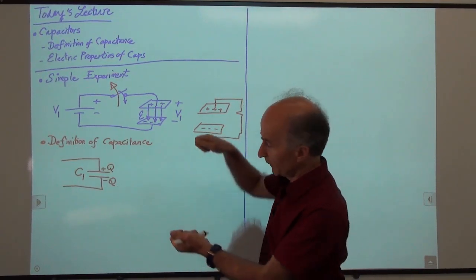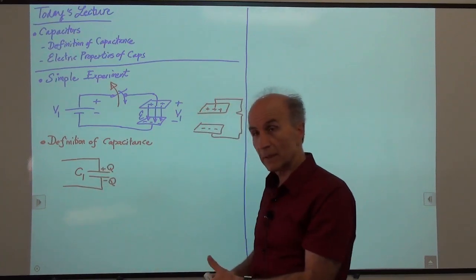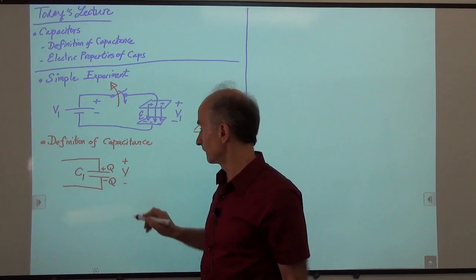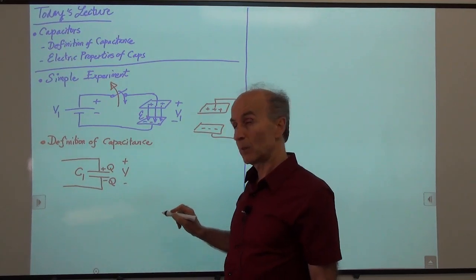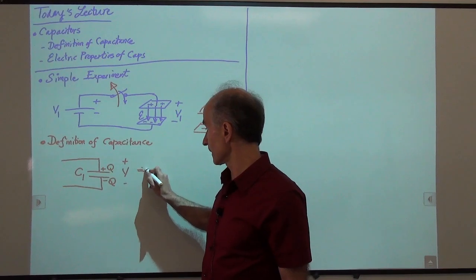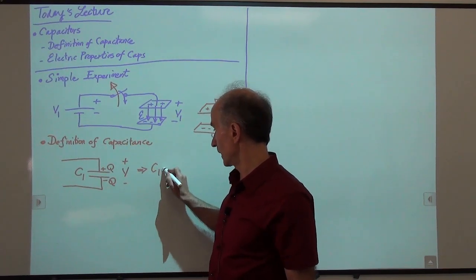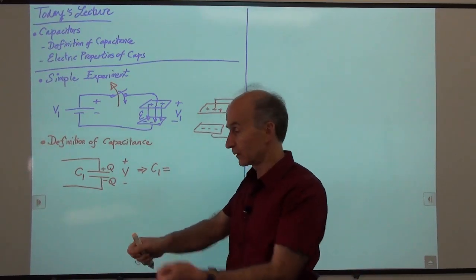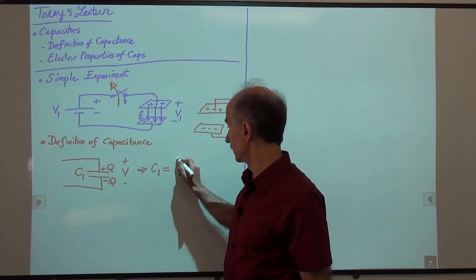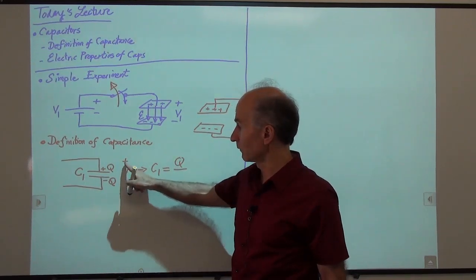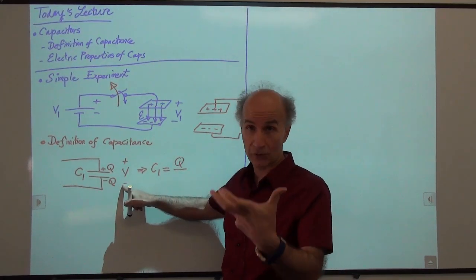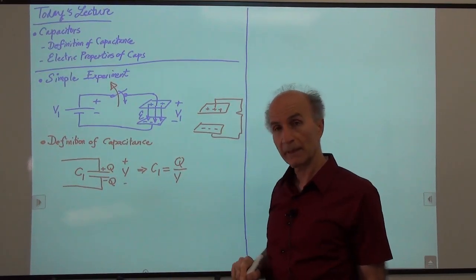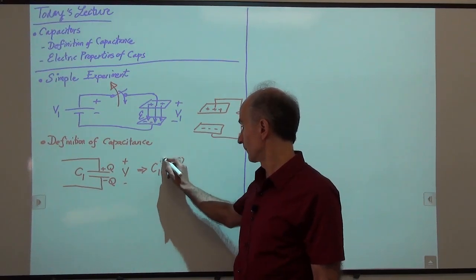So we put our voltmeter and measure the voltage difference. That would be some voltage difference like so, high here, low here. And then we will say that the capacitance of this structure is given by the amount of charge that I placed on the capacitor, positive, negative, so Q, divided by the voltage that the capacitor now has generated from that charge, so Q over V. That's the definition of capacitance that we use.